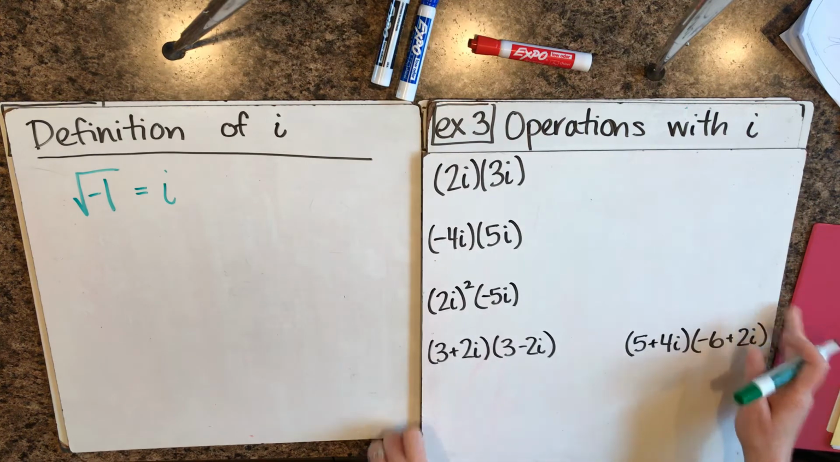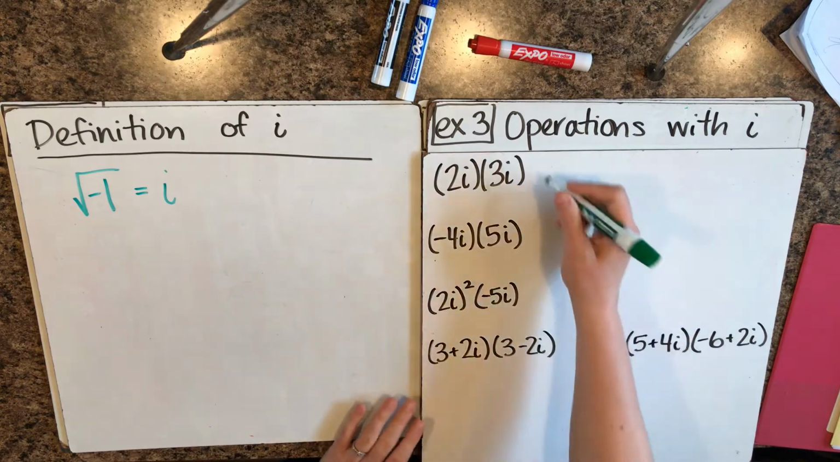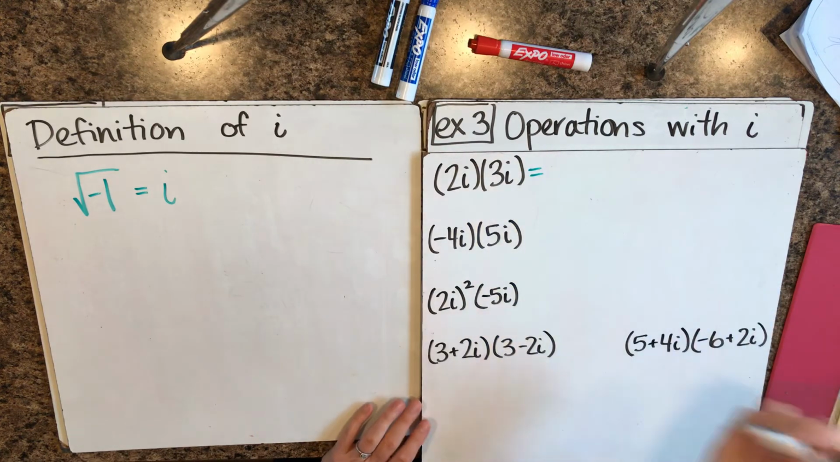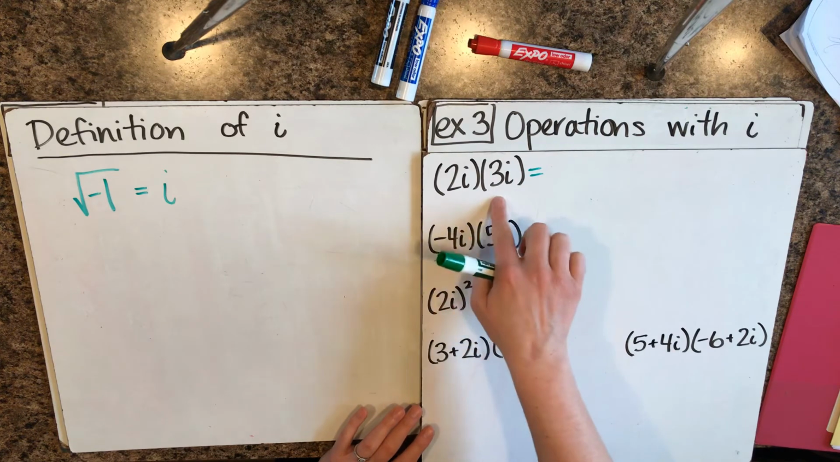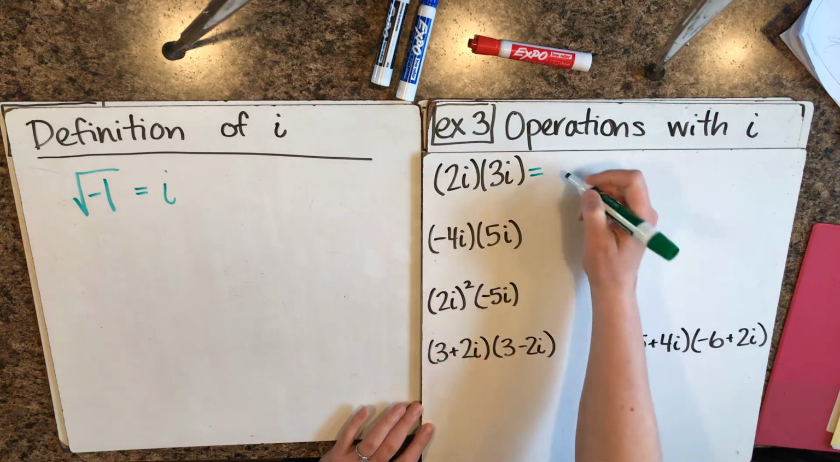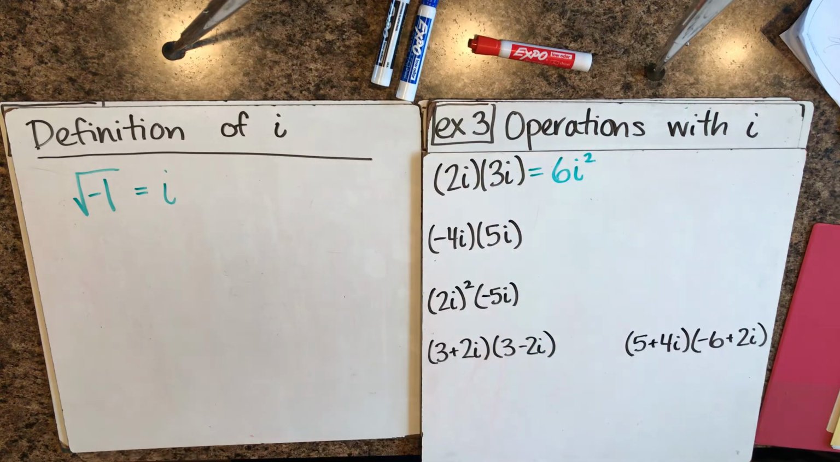Like I said, we're not doing the division part today, but there is multiplication. Okay, so again, we're treating it just like if this was 2x times 3x. Okay, 2x times 3x would be 6x squared, but we have an i. Okay, now we need to go back to our definition board because we need to understand what i squared means.